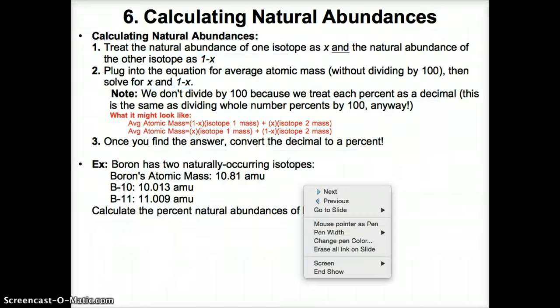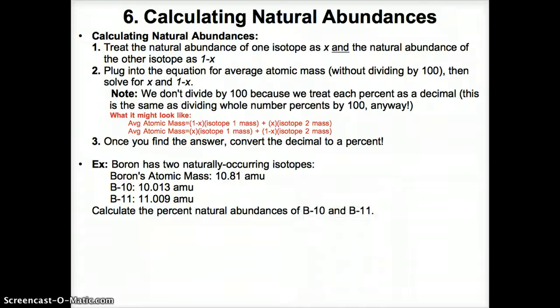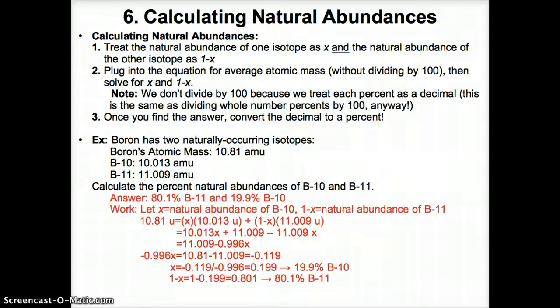Let's now try an example. Here we have boron's atomic mass of 10.81 AMU from the periodic table and two isotopes. Boron 10 with atomic mass 10.013 AMU and boron 11 with atomic mass 11.009 AMU. And we have to find the percent natural abundances of each of these isotopes. So step 1, I let boron 10's natural abundance equal x, and boron 11's natural abundance equal 1 minus x.